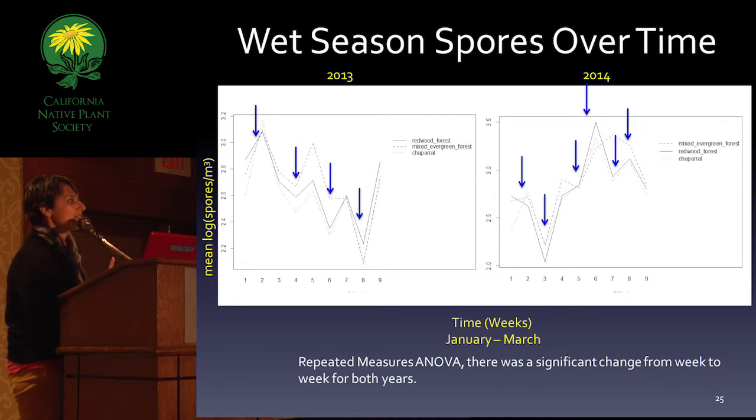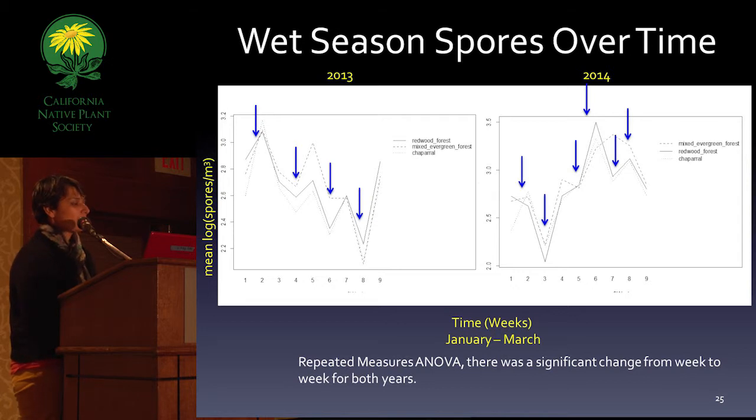In 2013, you would kind of expect this decreasing trend in airborne spores, right? Because it just gets drier, and it's not as wet over time. Come March, April, May, it starts getting very dry. What was going on in 2014? It was a drought year, right? So what happened was all our rains came a little bit later, so we see this increasing trend.